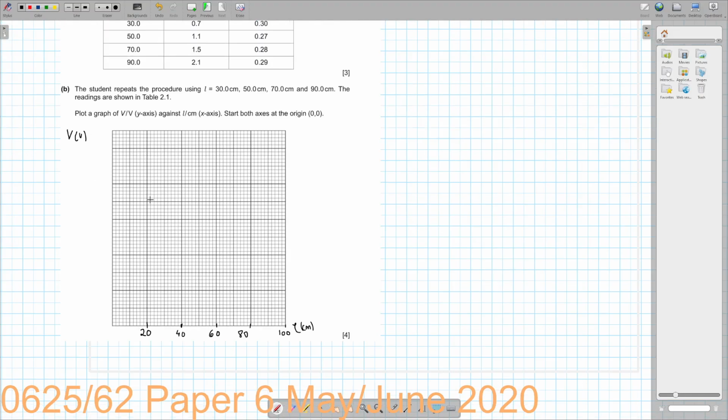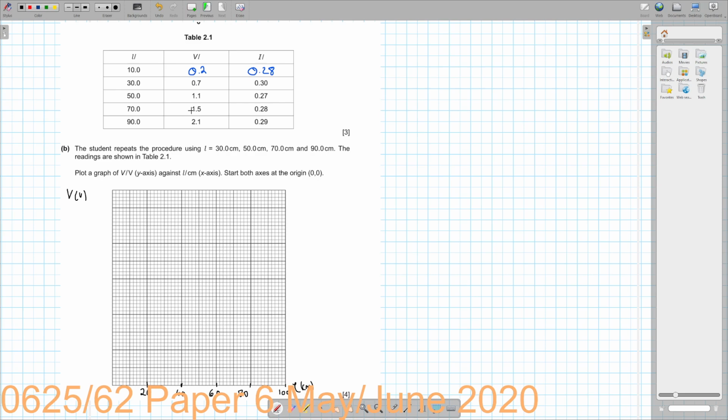Then the V. Our V is going up until 2.1. We could maybe go up until 2.5. So I'm thinking of using 0.5, 1.0, 1.5, 2.0, and then over here 2.5. Actually no, it's fine. 2.5 is good like this. Okay, now let's plot our points.